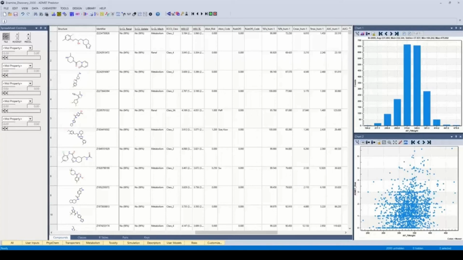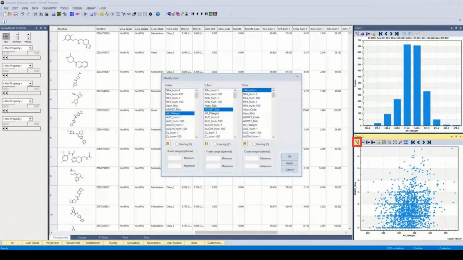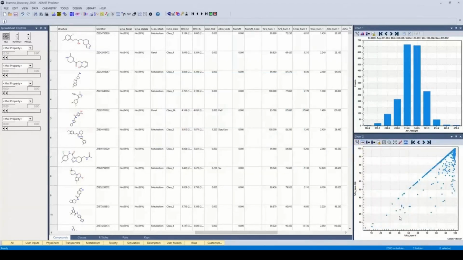So one of the things that we can do very easily on this plot is to plot %FA at the 100 milligram dose against %FA at the 1 milligram dose. Okay. And what this is going to show us is on the diagonal, we're going to have the compounds for which fraction absorbed is concentration independent. Okay. And then the off-diagonal compounds are those for which fraction absorbed is concentration dependent.